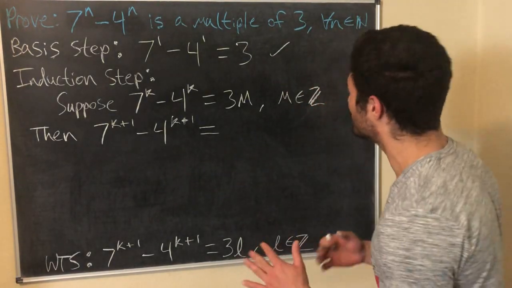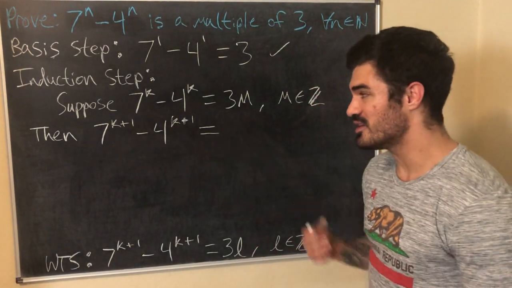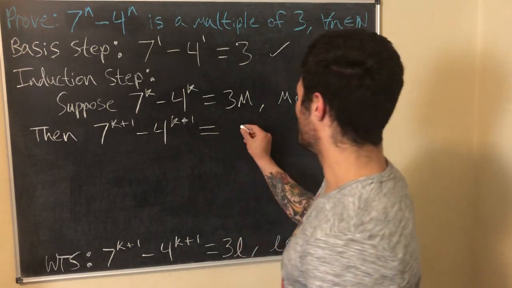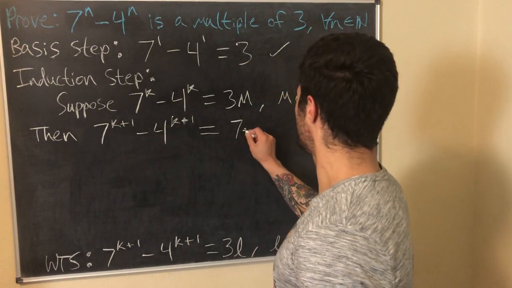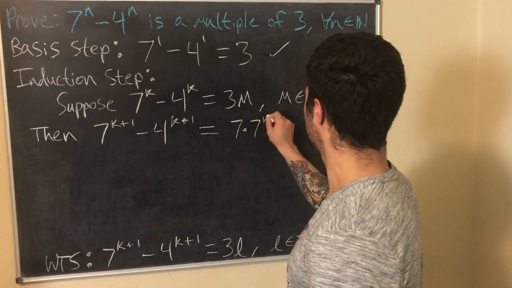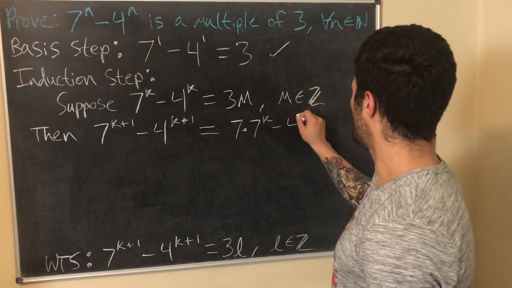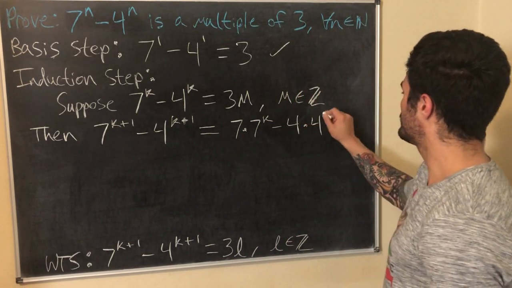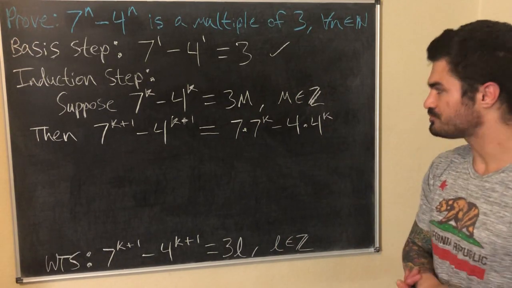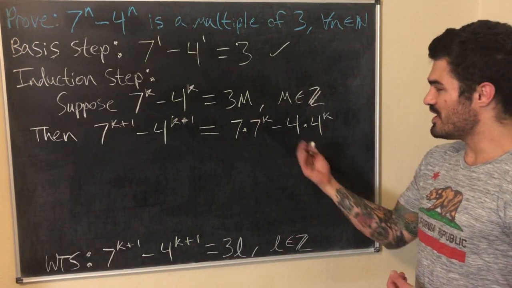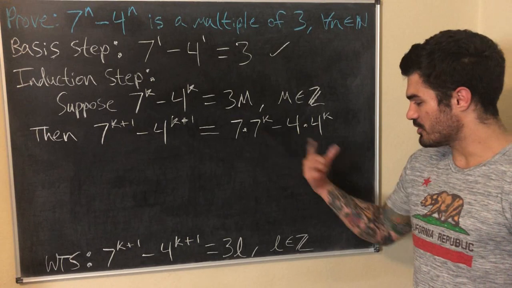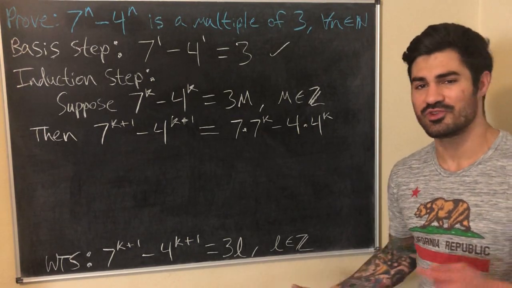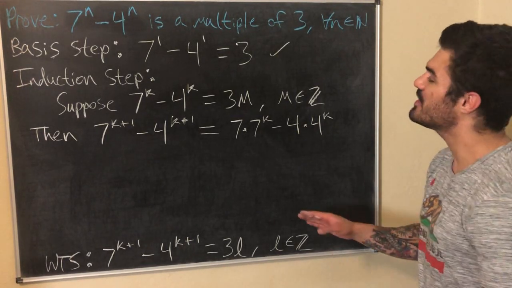Hopefully that makes sense. I don't want to confuse anybody, but we're going to take this and first we're going to use our exponent rules. We can rewrite this as 7 times 7 to the k minus 4 times 4 to the k. And now it may not be clear how we're going to show this is equal to 3 times some integer. So if you want to pause the video and take some time, that's fine.